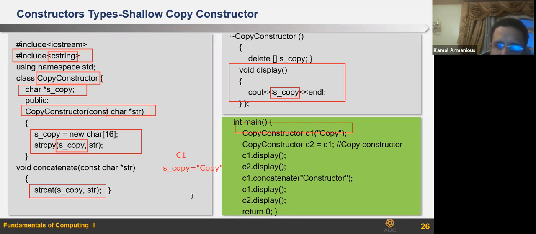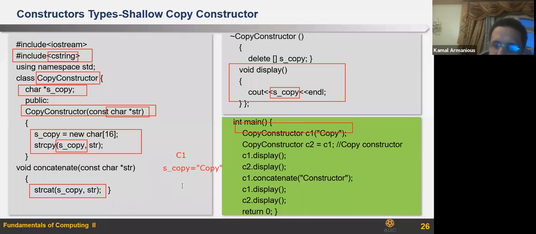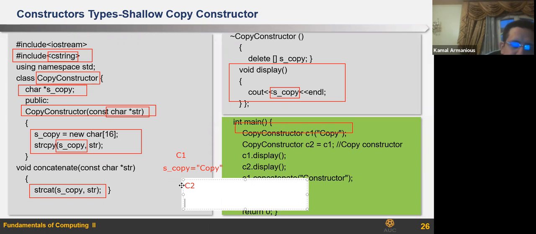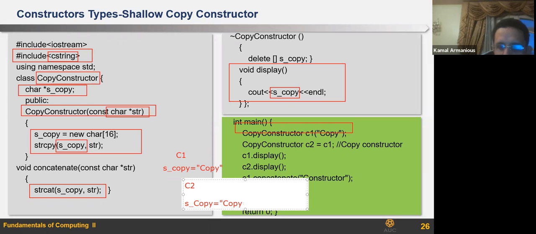Ibrahim. Yes, doctor. So C1's s_copy is equal to what, Ibrahim? C1 is equal to the word copy. Copy. Okay, C2 equal to C1. We have said that both objects' member variables will be the same. So C2, this is another object, s_copy is equal to what after the assignment operator? Copy as well. It became equal to copy. Let's continue.